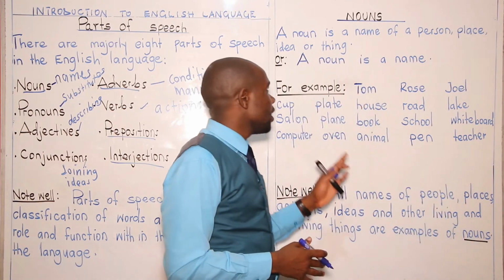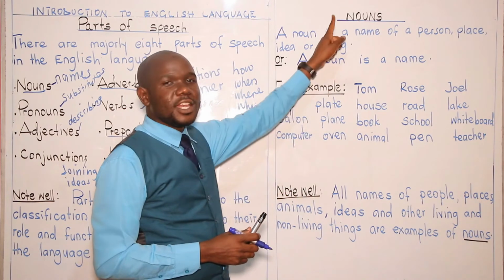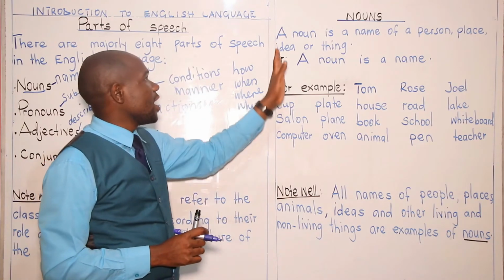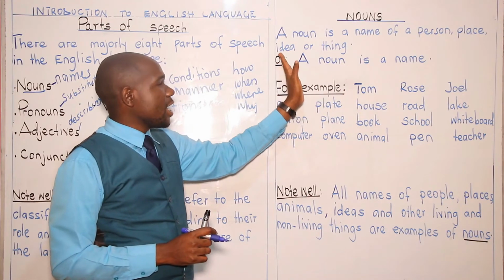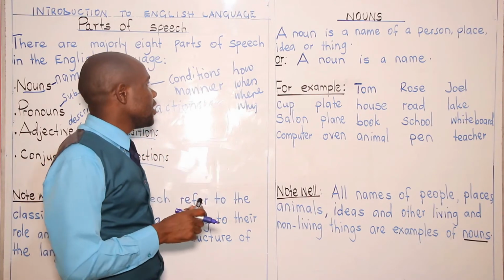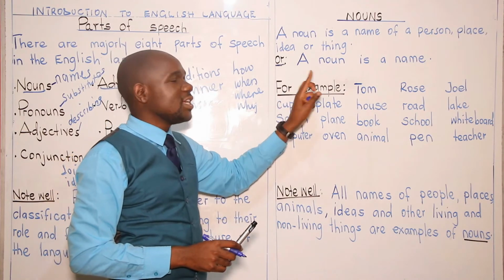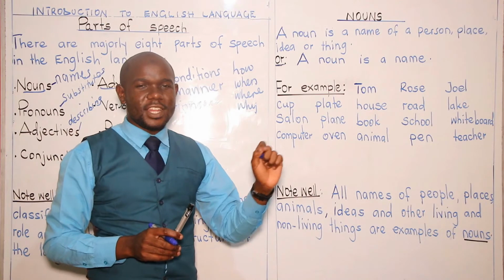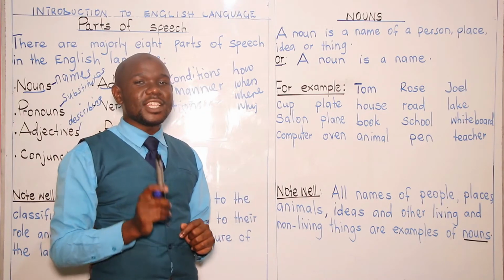Now, in this part here, we talk about nouns in detail. A noun, to define, is a name of a person, place, idea, or thing. Any name. That is why in this second response, we say a noun is a name. As simple as that. When I say a name of a person, a name of a place, a name of anything, we say that is a noun.